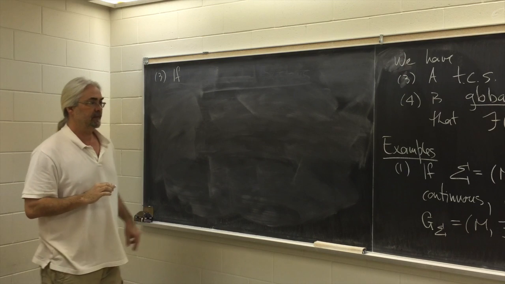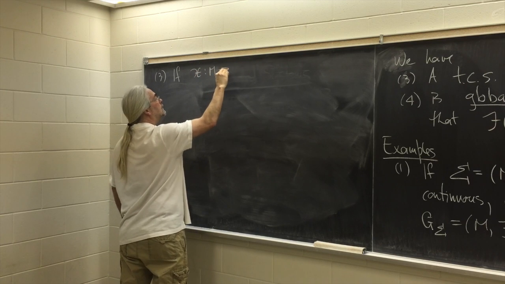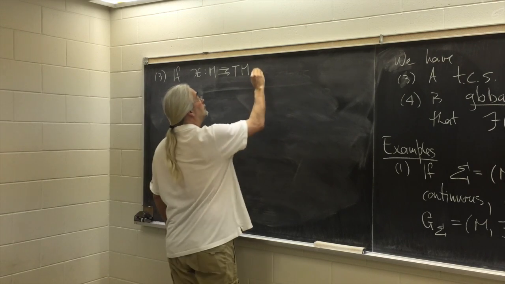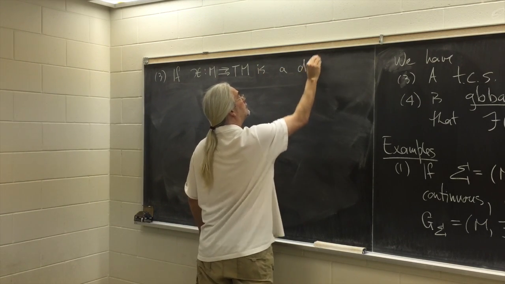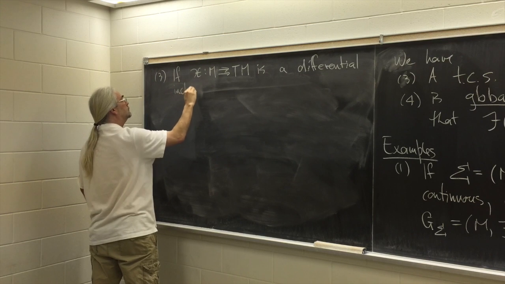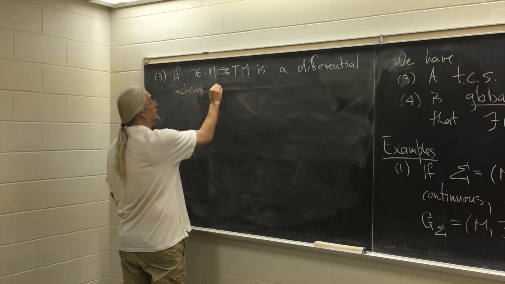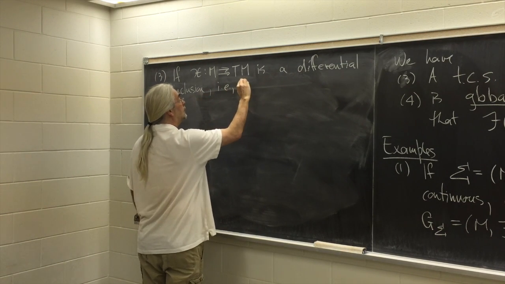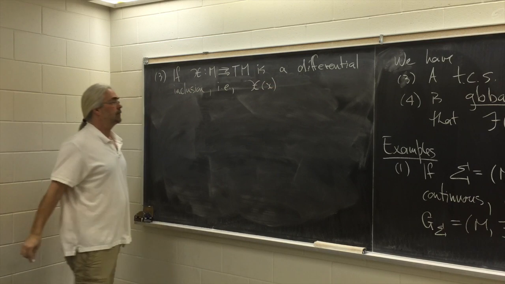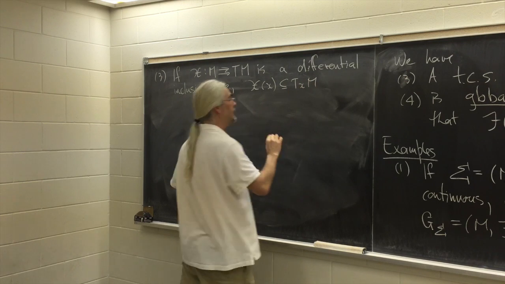So I'm going to use script X for something different here. It won't be a family of vector fields. X is going to be a differential inclusion. What this means is that X evaluated at a point x is going to be a subset of the tangent space at x. That's what a differential inclusion is.